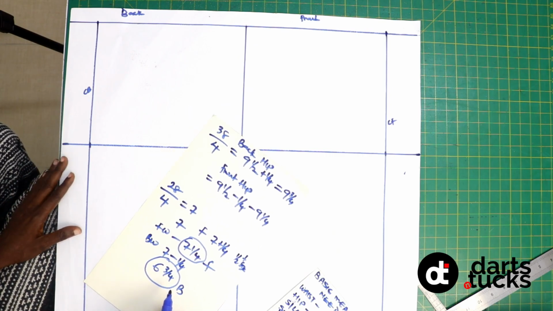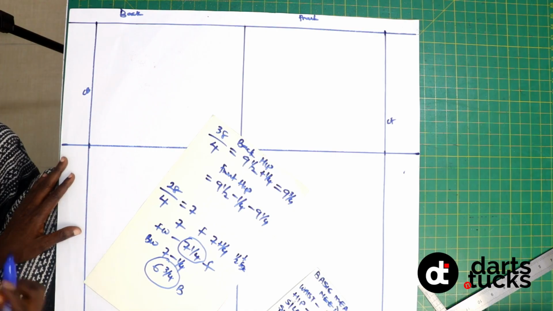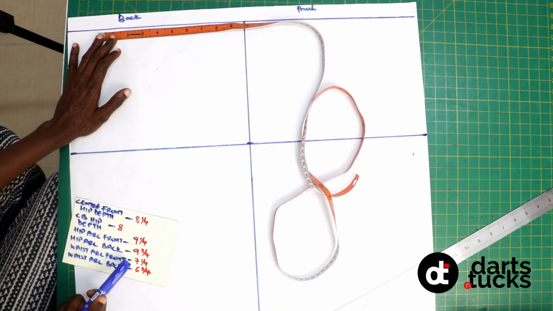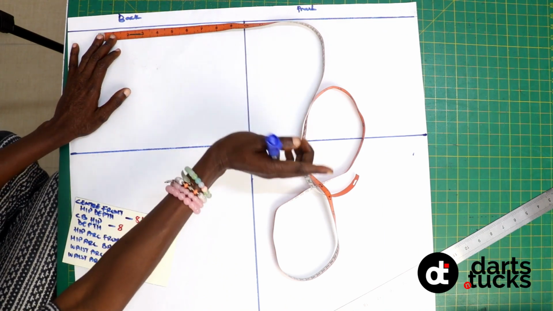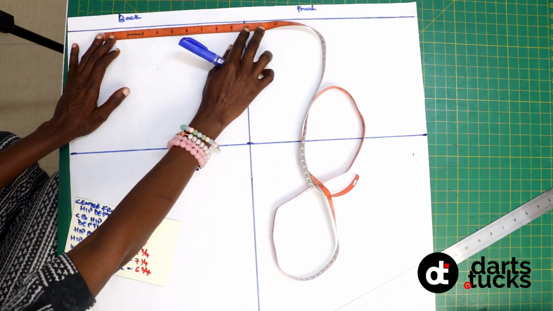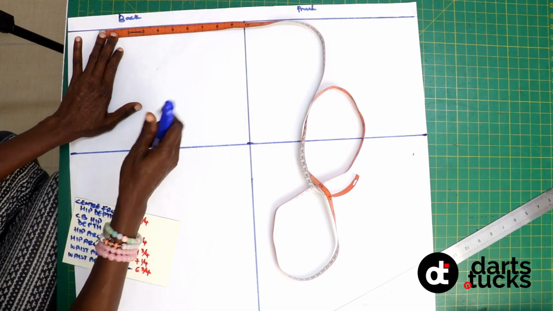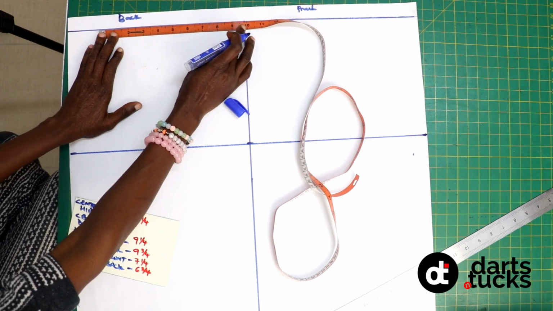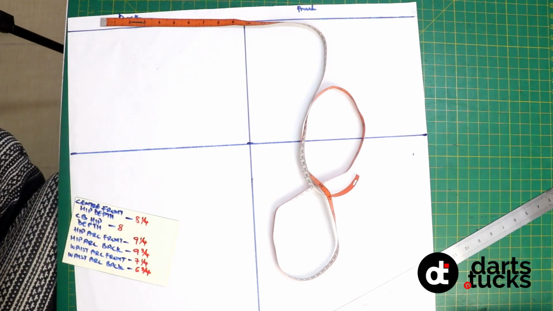I'm going to now be adding my darts. Darts are very important. So this is the back hip measurement now. Hip arc back is 9 3/4 according to the calculation that we did. So I measured 9 3/4 here. Okay, so this 9 3/4, I'm going to add ease to it.